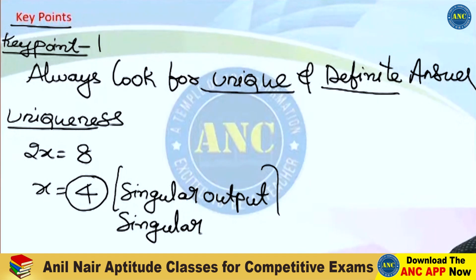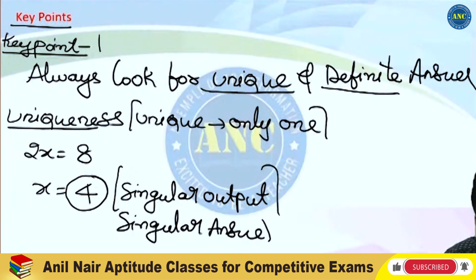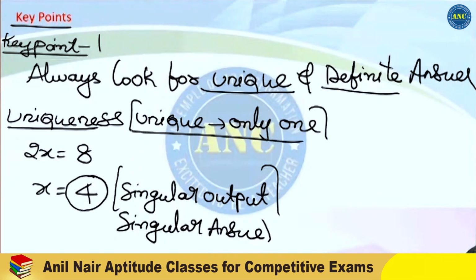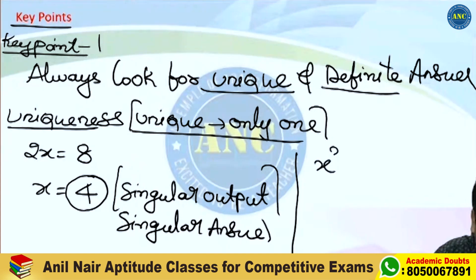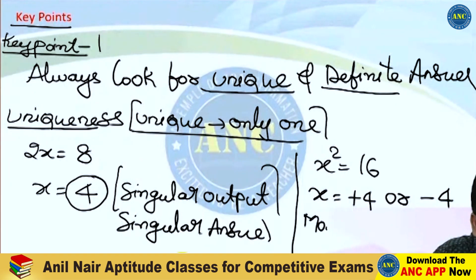Unique is nothing but only one, a singular answer. 2x equivalent to 8, x equivalent to 4. Suppose x square equivalent to 16, then x is plus 4 or minus 4. How many values did I get? 2 values. I got more than one answer.